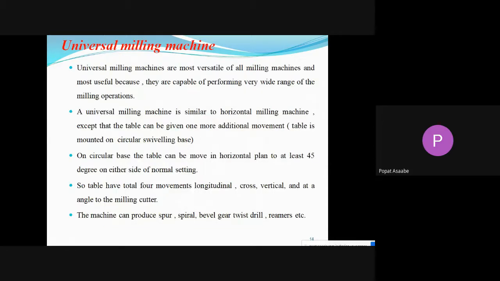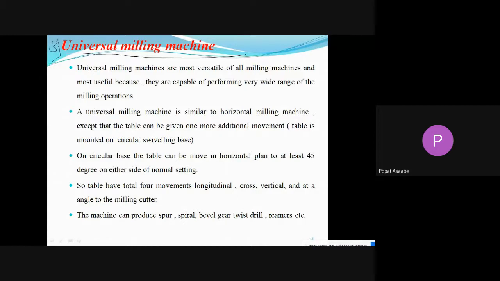Now we are going to move towards our next type of milling machine, the third milling machine, which is the universal milling machine. Its name indicates it is milling. Why is it called universal? Anybody? Milling is the same, machine is the same, and one additional word has been added here, that is universal. Why is it called universal? Any ideas?